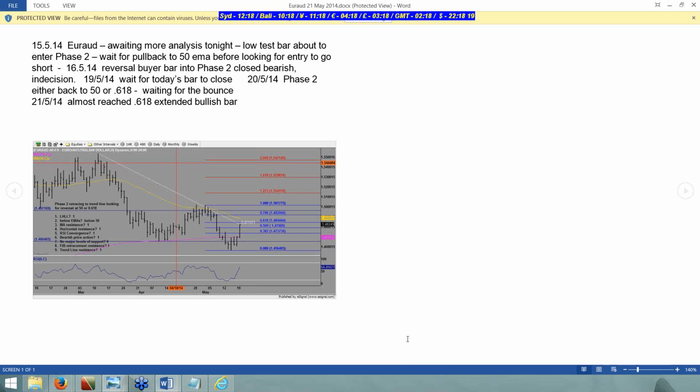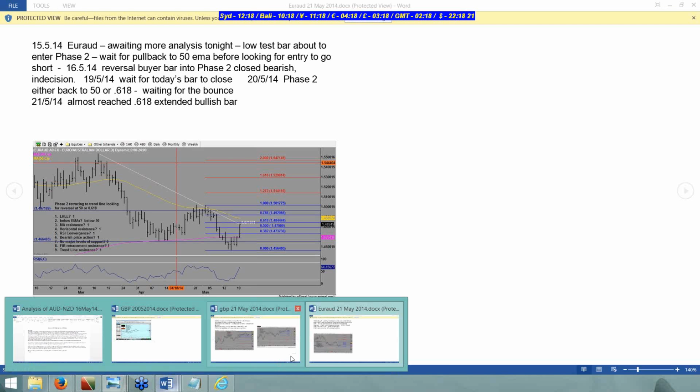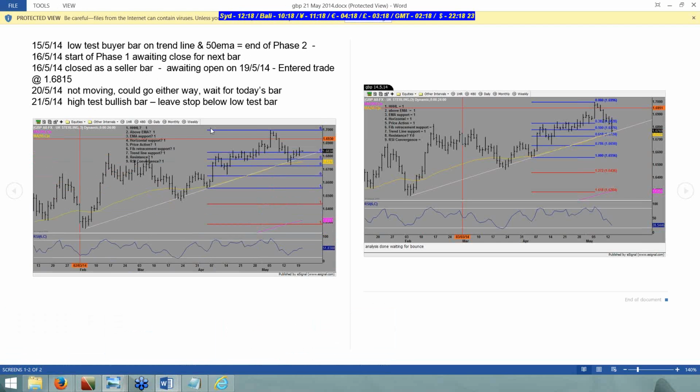Okay, let's have a look at the pound one. Pound, daily. Okay, I'm not sure. Higher highs, yes, we're getting that. Fib, I would have gone from the low of this bar here, as you would have seen. Test bar on the start of phase one, awaiting close for next bar. Close to the seller bar, awaiting, entered on 68.15.